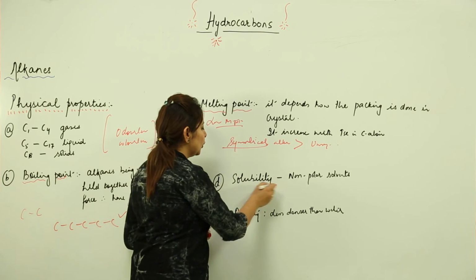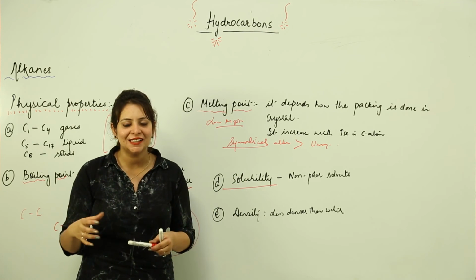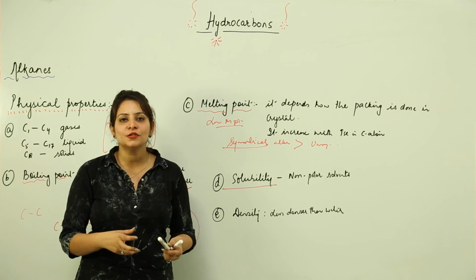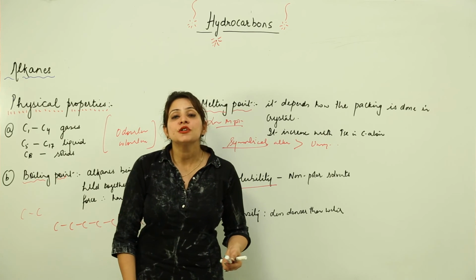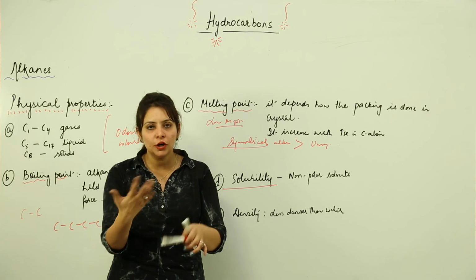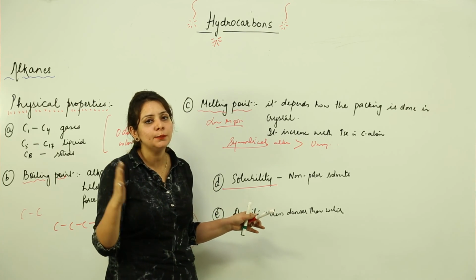Now if we talk about solubility, we are all aware that like dissolves like. Because alkane is non-polar, as I told you, with no electronegativity difference, it is soluble only in non-polar solvents, not in polar ones.